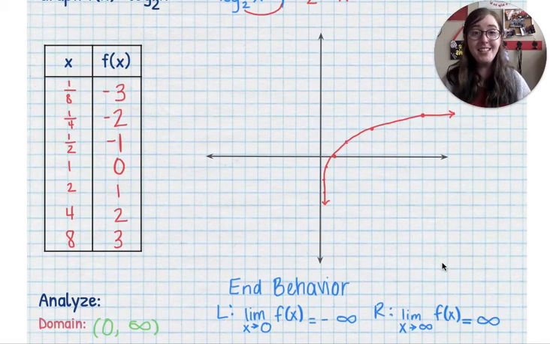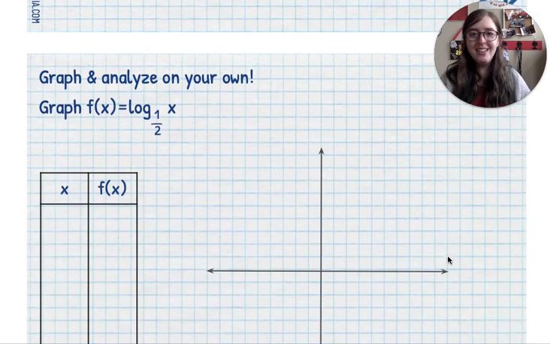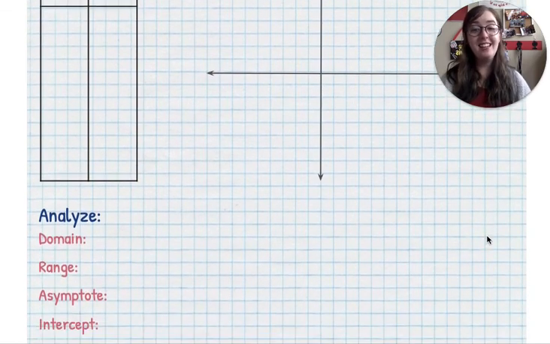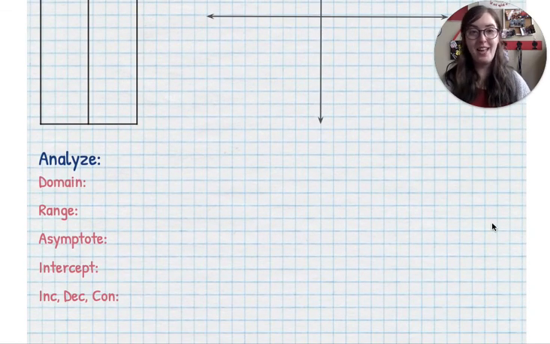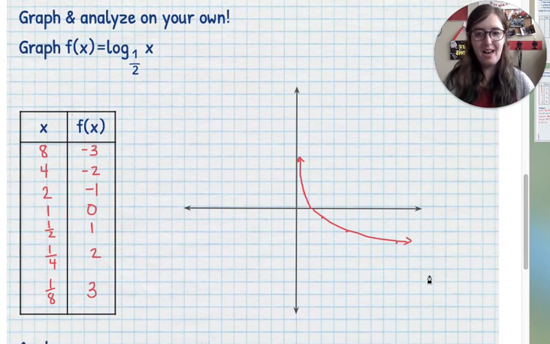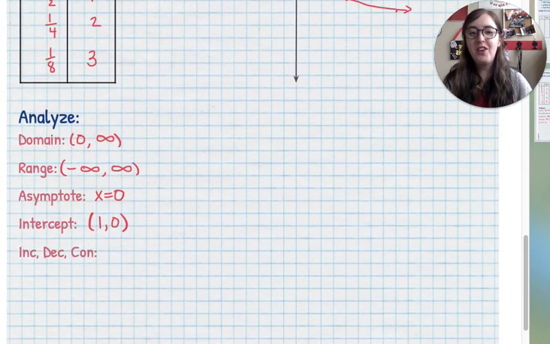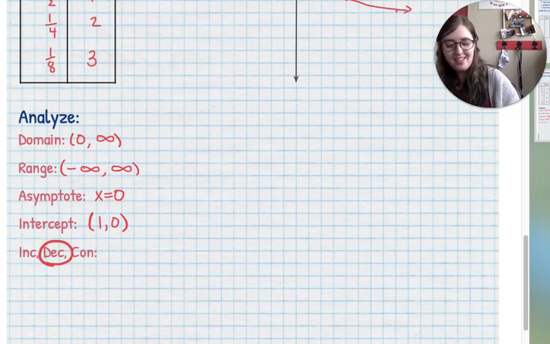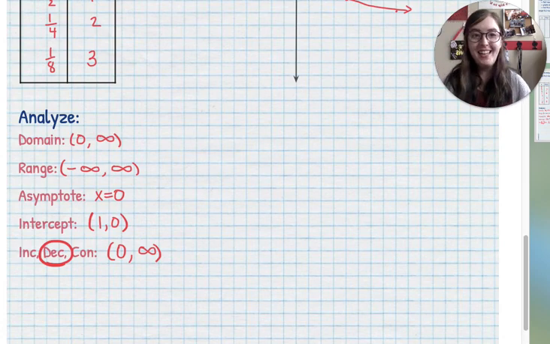Here's what I would love for you to do. Please graph log base 1/2 of x, and analyze, and do me a favor, find that end behavior too. So hopefully your graph looks like mine. Domain is from 0 to infinity, range is from negative infinity to positive infinity, asymptote is at x equals 0, intercept is at 1, 0, and this guy is decreasing from 0 to infinity.